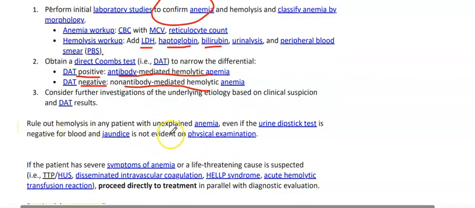We should rule out hemolysis in any patient with unexplained anemia, even if the urine dipstick is negative for blood and jaundice is not evident on physical examination. So still we should rule out the hemolysis.